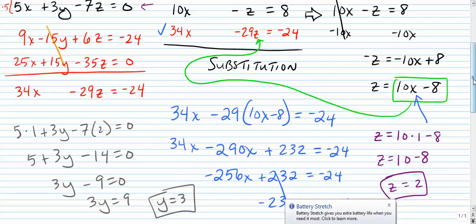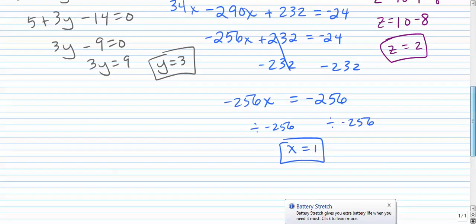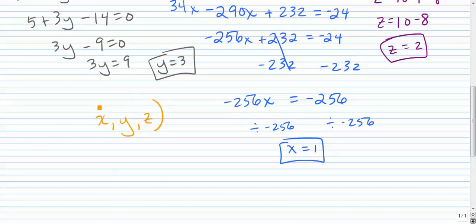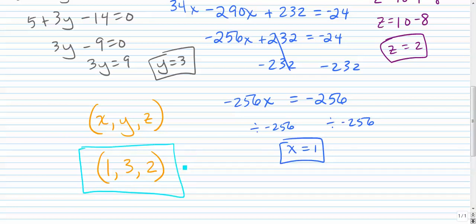Alright, so that was kind of a lot, but if we bring it all together here, we can see that as a final answer, we'll put our ordered triple in this order, x comma y comma z. So we have 1 comma 3 comma 2, put parentheses around it, and since it's a final answer, you want to say that it's a solution.